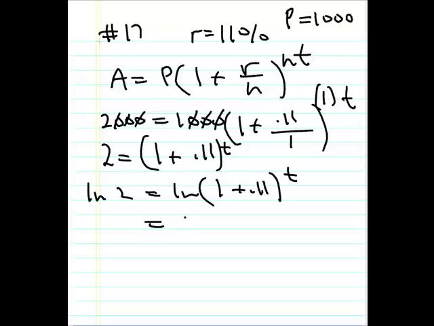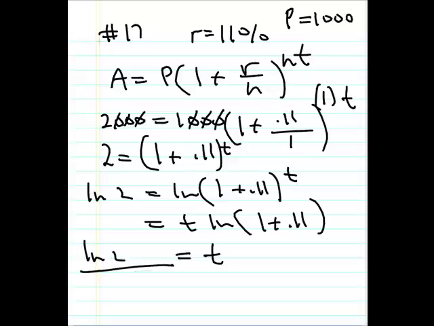Using the properties of logs, this t comes out front as an exponent. So t is equal to the natural log of 2 divided by the log of 1.11. Getting on our calculators, we have the natural log of 2 divided by the natural log of 1.11. So t is equal to 6.641.